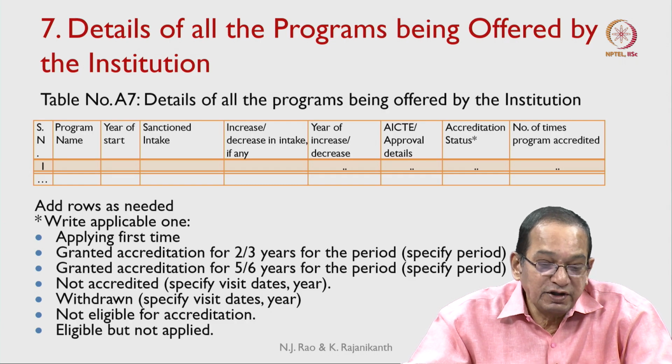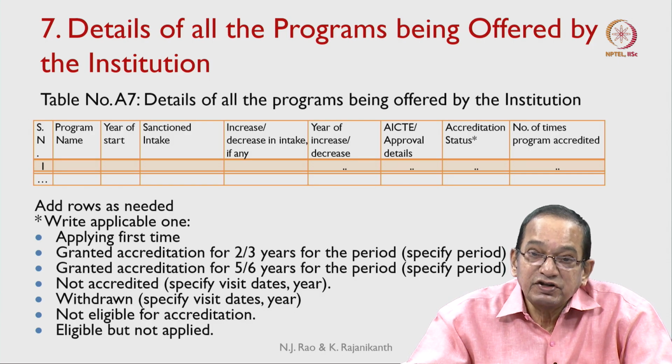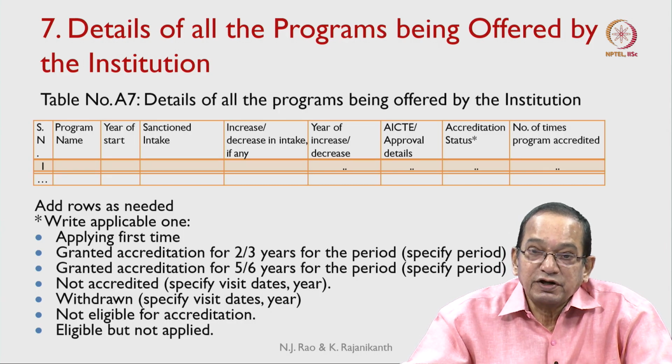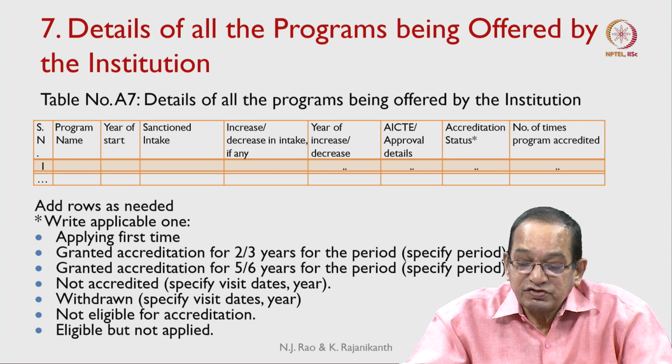So, the program name, year of starting the program, sanctioned intake, increase or decrease in intake if any over the period, year of increase or decrease if such a thing has happened, AICTE approval details. These documents are absolutely essential and they must be easily available and accessible. AICTE approval details must be available.